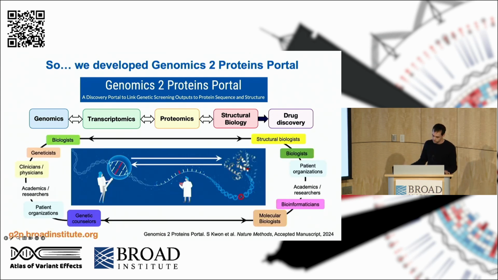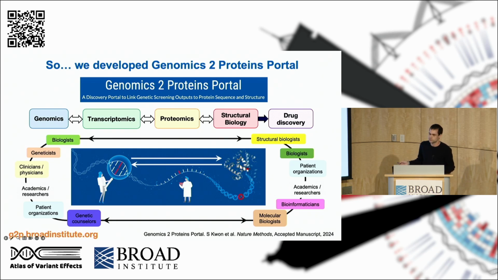Genomics to Proteins Portal is a resource that brings together researchers from across fields. It gives structural biologists an easy platform to work with genetic screening readouts, and it gives clinical geneticists an easy way to work with protein sequences and structures and map their data over.